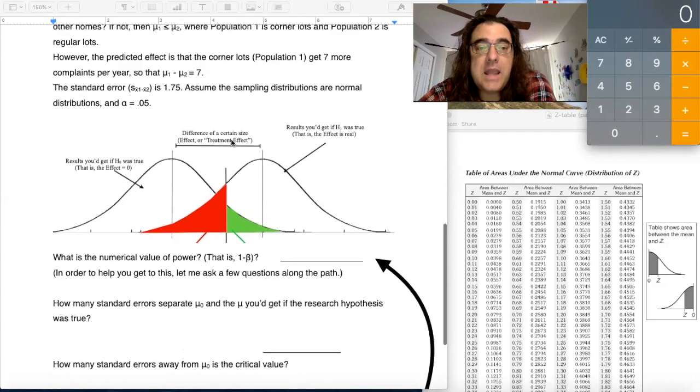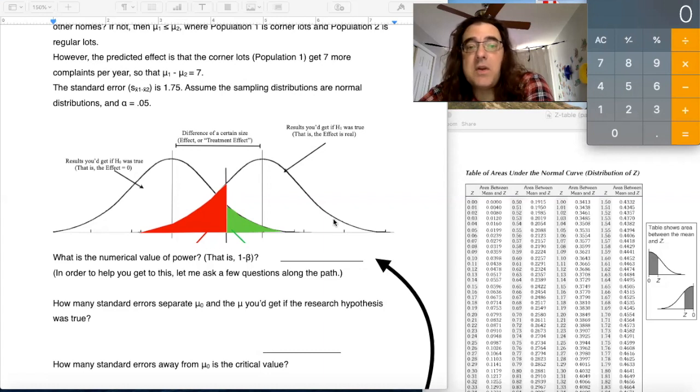I'm looking at the end of the game for 1 minus beta, that is to say, power. So if you want to take a look at the little chart here that I have for you, tracing out this area here is where power is going to be. That is, if you're picking from the results you get if the alternative hypothesis was true, what proportion of them would cause you to reject the null hypothesis by being on this side of the critical value? So I'm looking for this area right here.